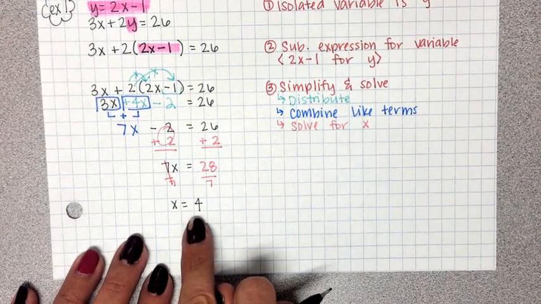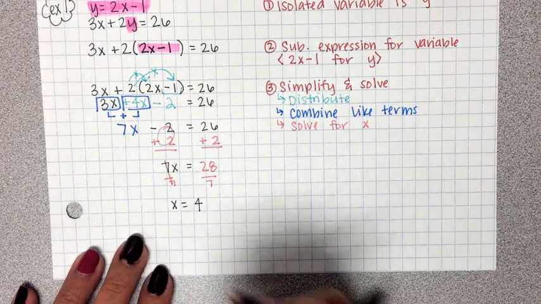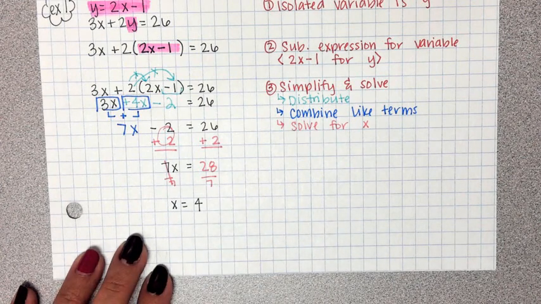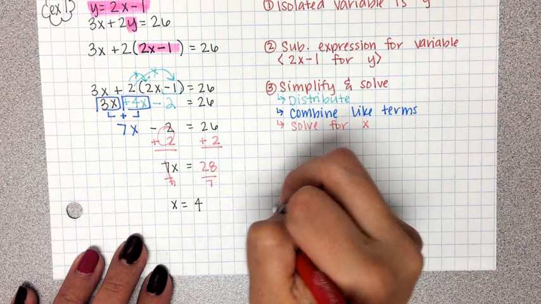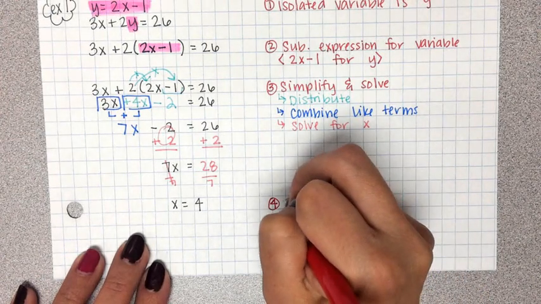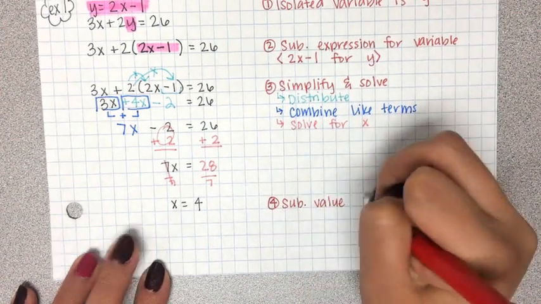Now that's only half of the answer. If you recall, a solution is an ordered pair. An ordered pair needs an x and a y. So step 4, we're going to substitute the value back into an equation.